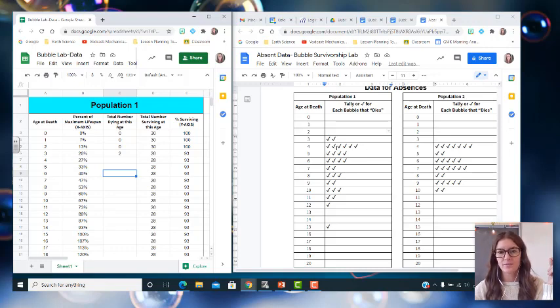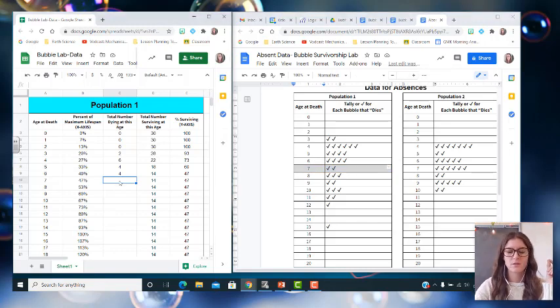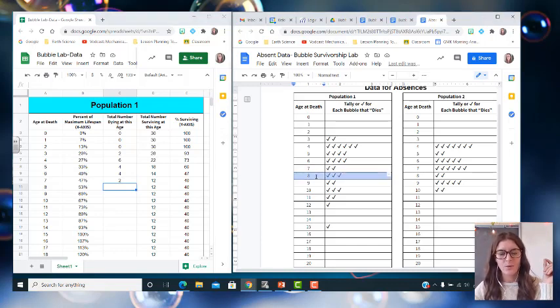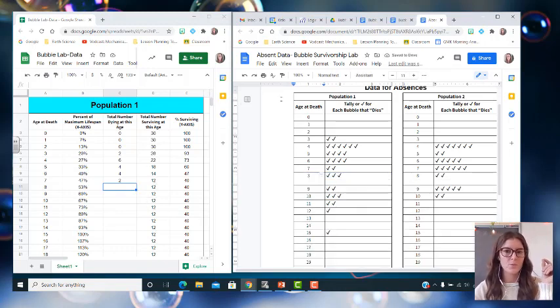Age of death 4. How many bubbles died at age 4 seconds? 1, 2, 3, 4, 5, 6 died there. And then 5, I have 4 died at that age. How many died when they were 6 seconds old? 4. How many died when they were 7 seconds old? 2. You should be doing this along with me. I hope you are. How many died when they were 8 seconds old? 3.